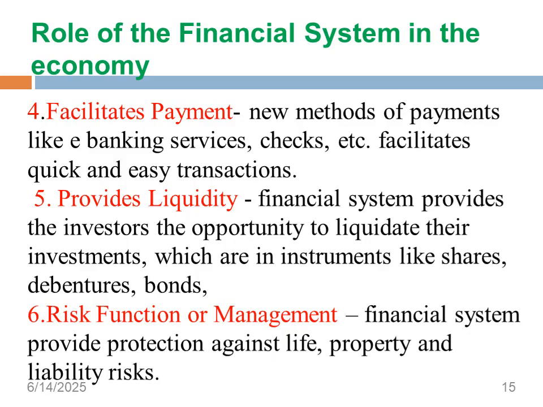The sixth one is risk management. The financial system provides protection against life, property, and liability risks. These financial institutions help individuals and businesses manage risk through services like insurance, derivatives, and diversification. These tools spread or transfer financial risks over the pool. Example, a farmer buys crop insurance to protect against poor harvest due to drought. This is how risk is managed through the financial system.